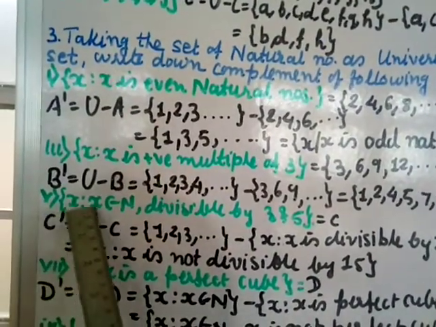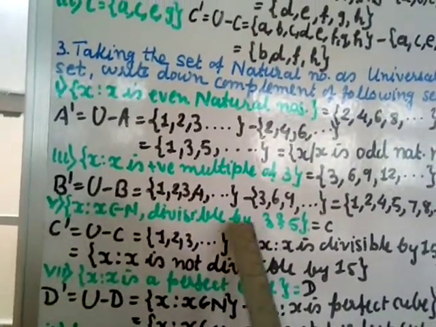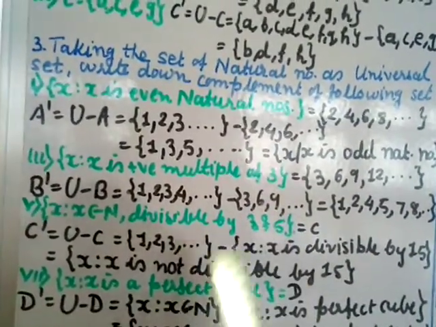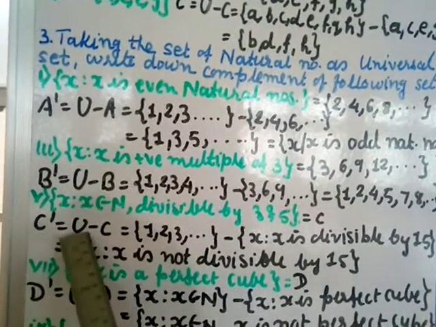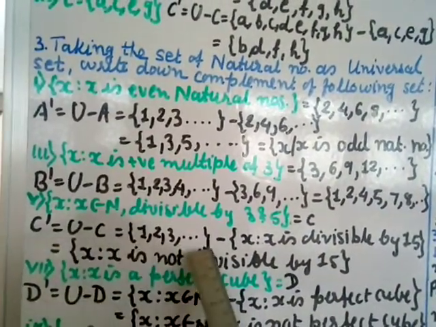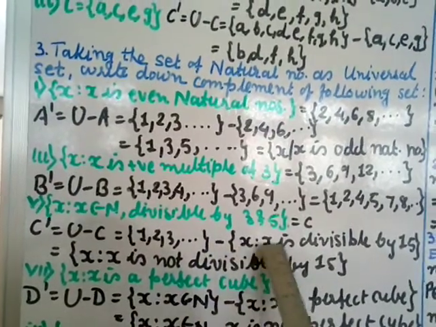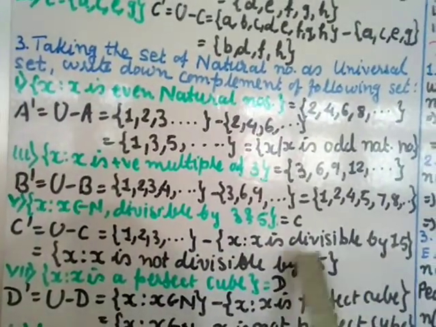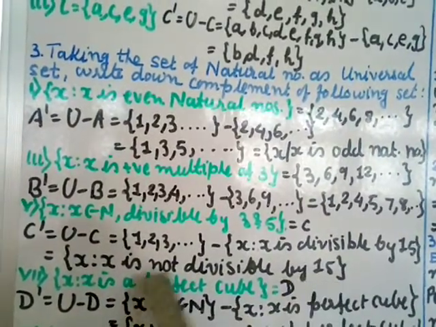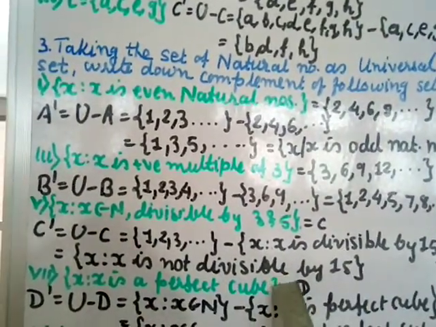Number 5, x such that x belongs to N, divisible by 3 and 5. 3 and 5 means I will take the LCM. LCM of 3 and 5 is 15. So divisible by 15. So C dash equals U minus C. This set I am calling C, equal to U, which is 1, 2, 3 up to infinity, minus x such that x is divisible by 15. So the answer will be x such that x is not divisible by 15. Here divisible by, here not divisible.